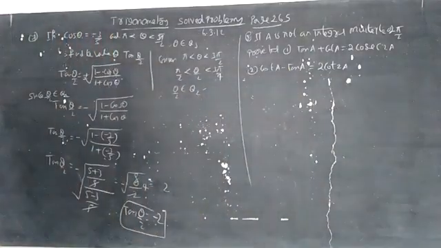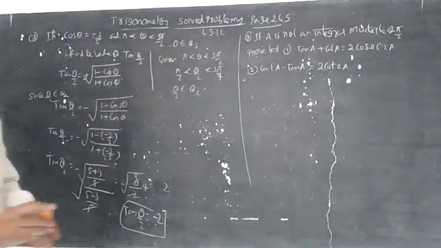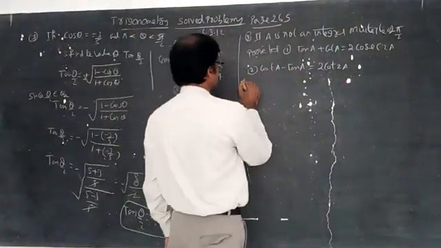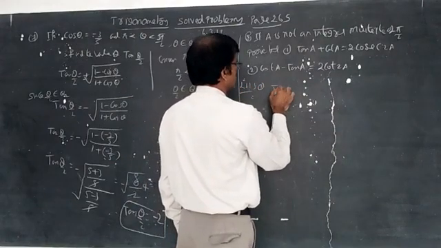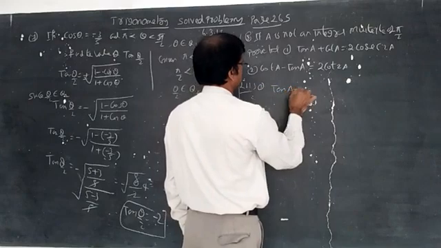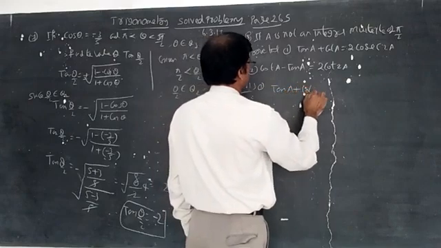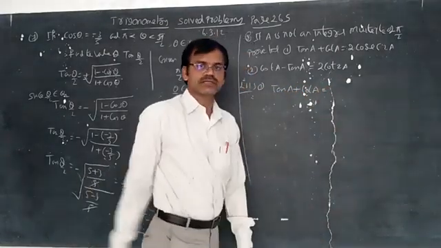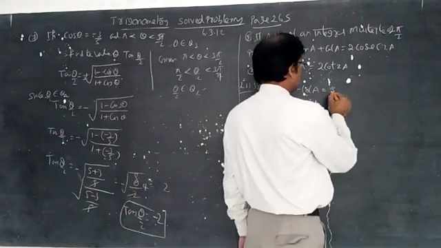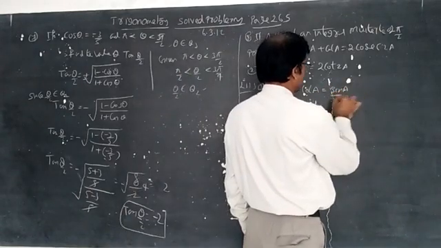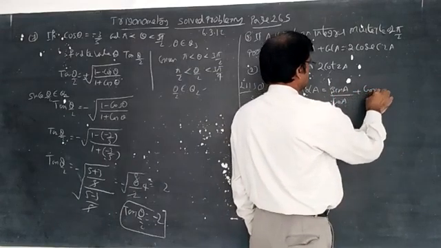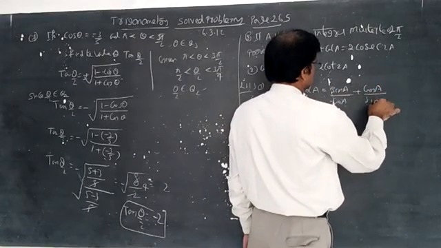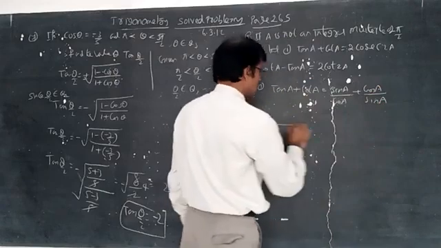Tan A plus cot A is equal to 2 cosecant 2A, and cot A minus tan A is equal to 2 cot 2A. Take the LHS of the first one: tan A plus cot A. Tan A can be written as sin A by cos A, plus cot A can be written as cos A by sin A. Take LCM.